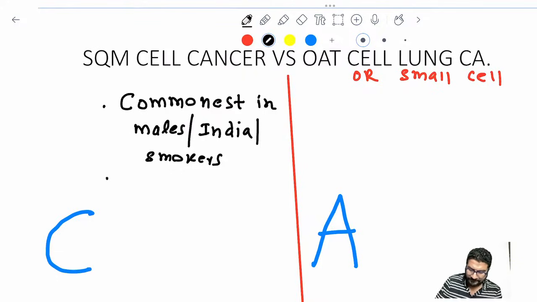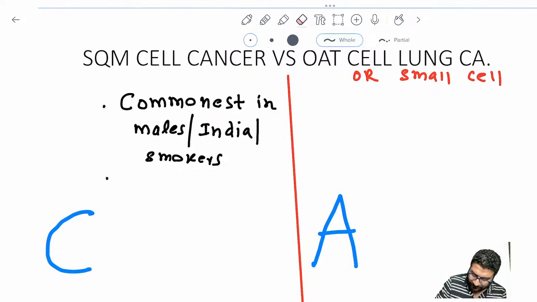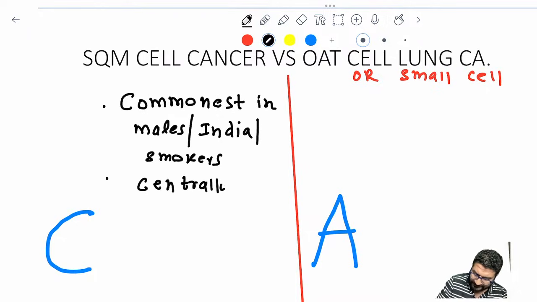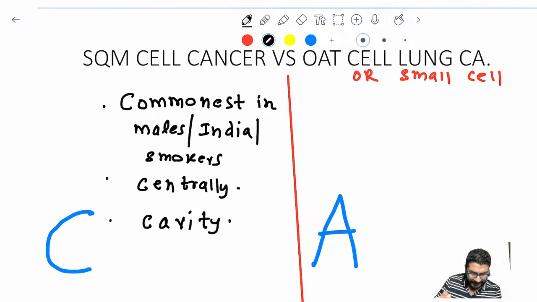So first C is done. C4, this is something which is centrally, means ये lung के बीच में होता है. Third C, understand, it will look like a cavity. So sometime it will look like a cavity, right? Cavity, co-infection, super infection, HIV, hepatitis B का. Okay, I'll explain this. Cavity.